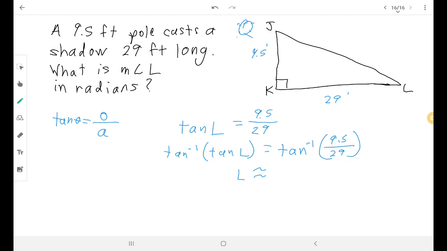We'll put in this one. The inverse tangent of 9.5 over 29. And we want this in radians, so I have to make sure that I'm in radians. And that is approximately 0.32 radians. So that gives me everything that I need. And there's the measure of my angle.